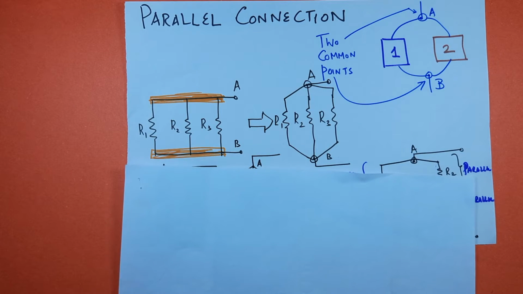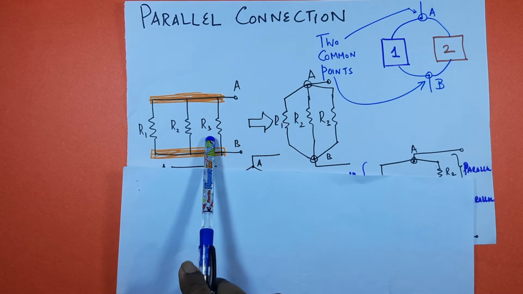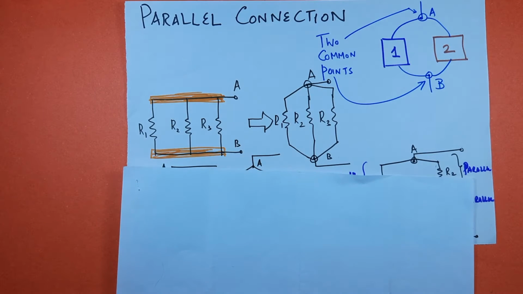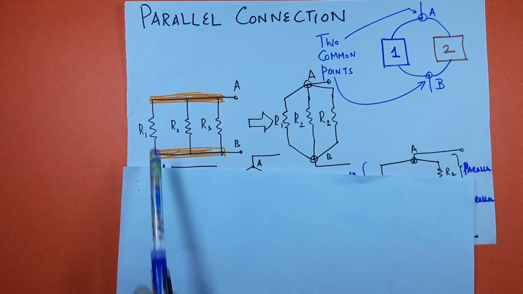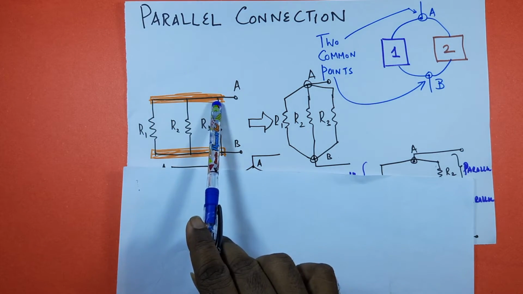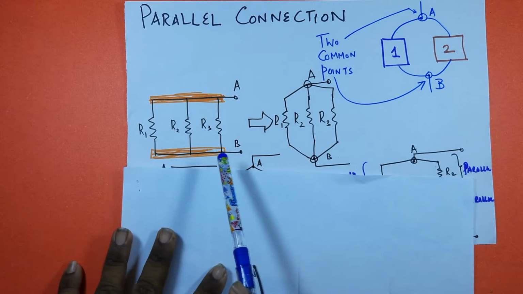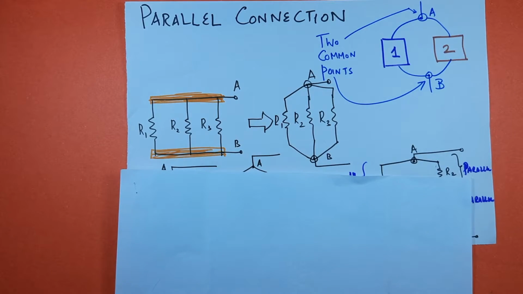So this is one example. A parallel connection can be shown in different ways. For clarity, they will draw the circuit like this: R1, R2, R3. But this is nothing but a parallel connection of R1, R2, R3, because this is the same point A, and this bottom shaded part is also a single point B.